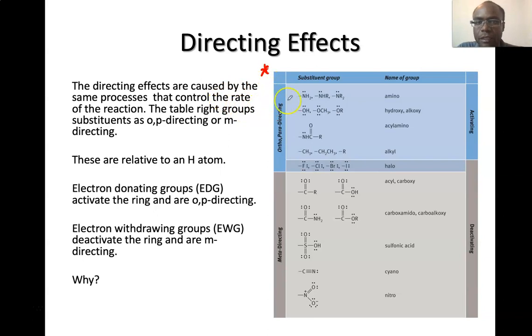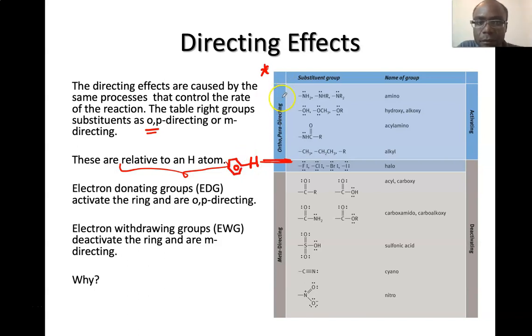Okay. So the electron donating groups control the rate of reaction, and not only the rate, they also direct the incoming electrophile at a specific area of the benzene ring, either ortho, para, or meta. So the reference is the hydrogen atom. So we're comparing relative to hydrogen. So hydrogen will be somewhere here on this line. That's where the benzene ring will be.